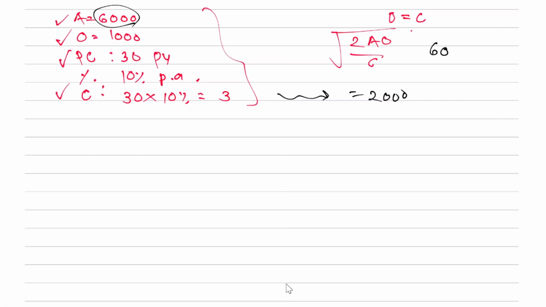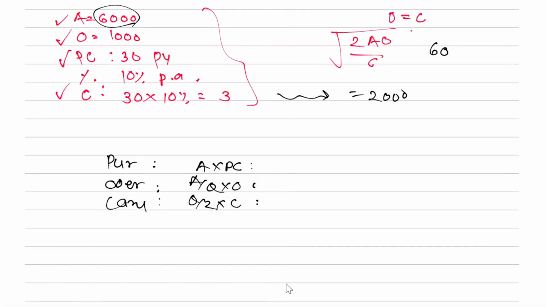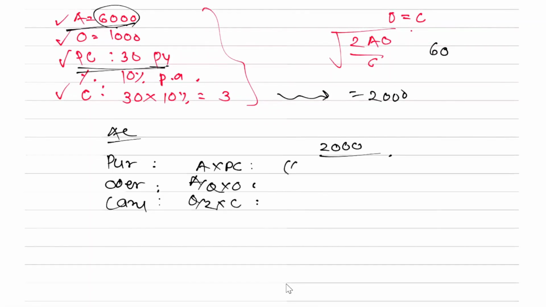Now, once you get your EOQ, there are 3 costs: purchase cost, ordering cost, and carrying cost. There is a formula also, which is A into PC, A by Q into O, Q by 2 into C. Okay, let's understand. I agree that you are placing order for 2000, but in the entire year, for annual cost, total 6000 units. What is the amount that you will pay to your supplier? You place order for 6000, paying 30 rupees per unit: 1,80,000.